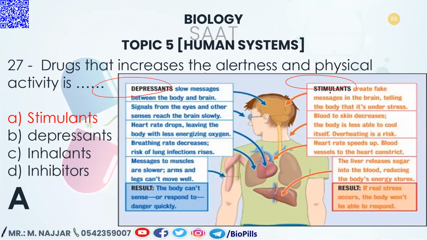Okay. This is the difference between the stimulant and the depressant. The stimulant creates fake messages to the brain by increasing or cascading the nerve impulse. The blood to the skin will be increased because of increasing heartbeat, increasing breathing rate, increasing blood pressure. And of course, as a result, real stress will occur, and the body will not be able to respond in extreme cases. Depressants are totally opposite. They lower the messages that are transmitted to the brain.